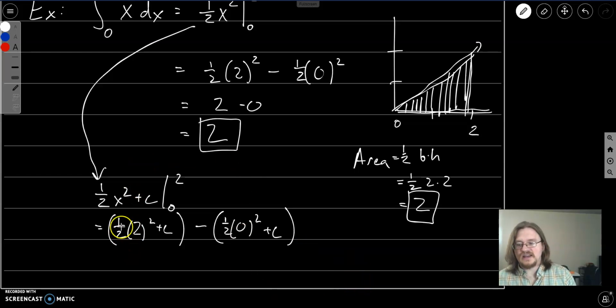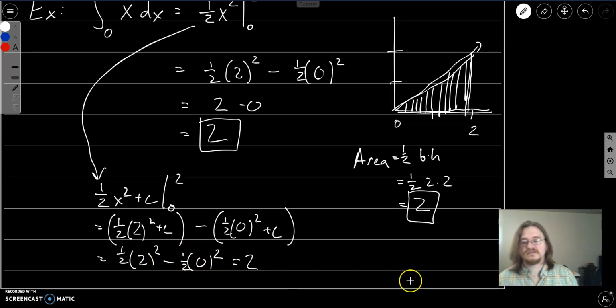And what you'll see is that I have the 1/2 2 squared and the 1/2 0 squared, just like I had before. I also have a plus c and minus c. So guess what? Those constants cancel out. It doesn't matter what c is. I'm always going to be adding c and then subtracting c. So ultimately, I get the same thing, and it didn't even matter what c was.